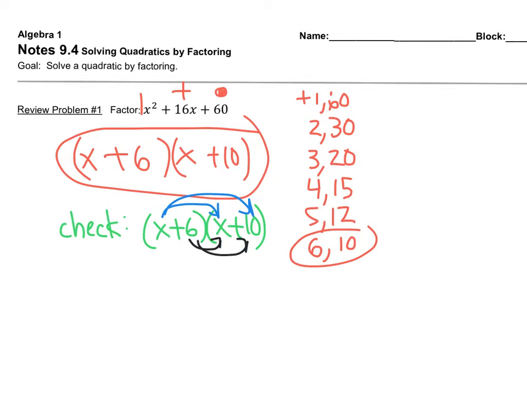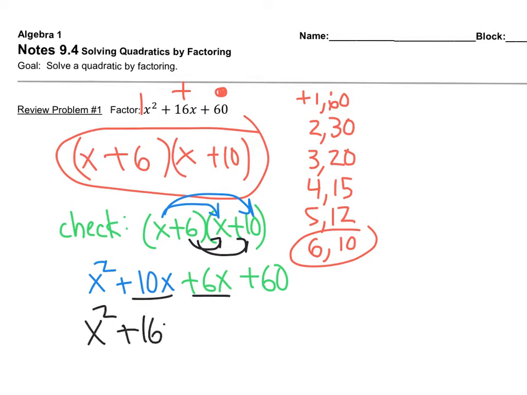X times x is x squared. X times 10 is 10x. 6 times x is plus 6x, and 6 times 10 is 60. Now we're going to add like terms. So we have an x squared plus 16x plus 60, and that is what we started with, so check, we are good.